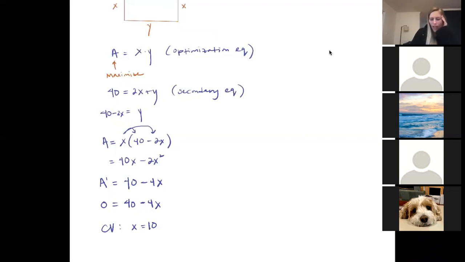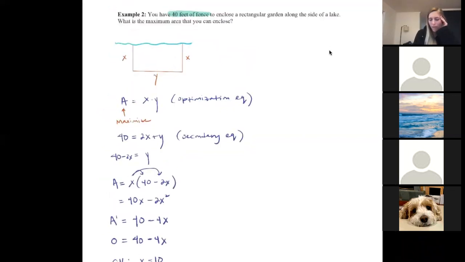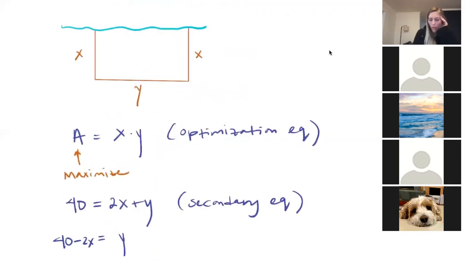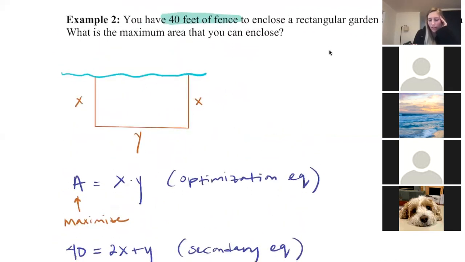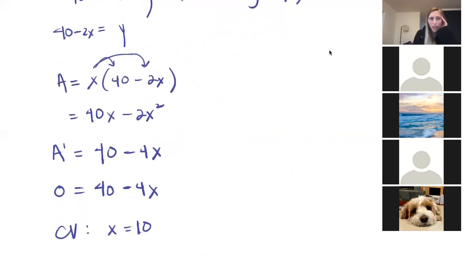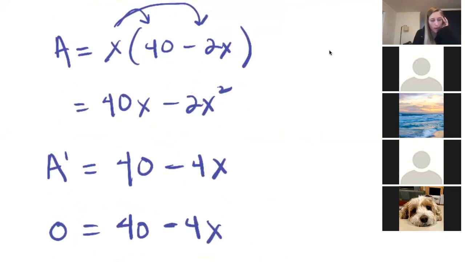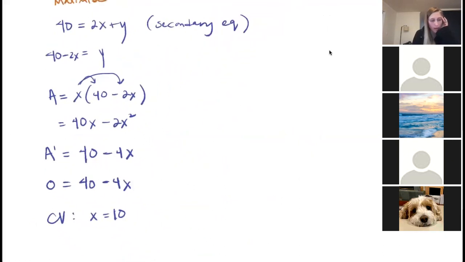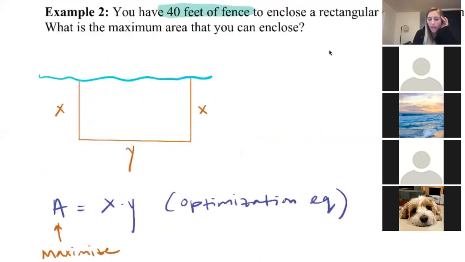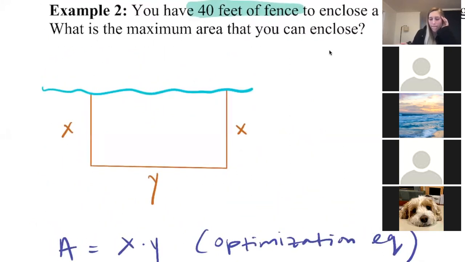Now, if we think about it, we can put constraints on x. So on our optimization equation that we took the derivative of, we could put constraints, since we only have 40 feet of fencing, and each of these sides has to be the same length.